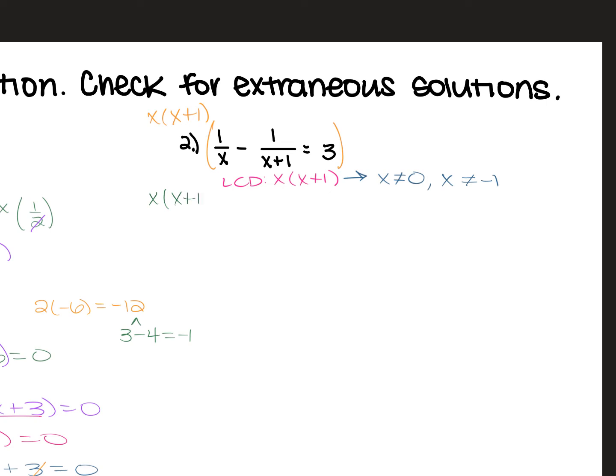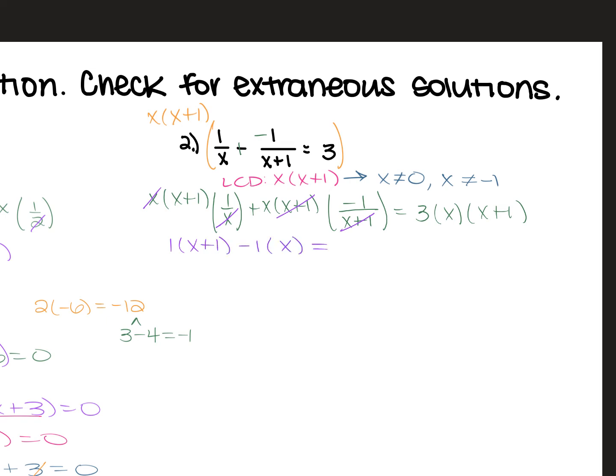x times x plus 1 times 1 over x. I'm going to turn that minus sign into a plus and turn the 1 into a negative 1. So then I multiply my x times x plus 1 by negative 1 over x plus 1. And then that 3 is going to multiply by x and x plus 1. I'm simplifying here. My x's cancel out with the x and the 1 over x. Then my x plus 1 cancels out with the x plus 1 times negative 1 over x plus 1. So that means I'm going to be left with 1 times x plus 1 minus 1 times x is equal to 3x times x plus 1.